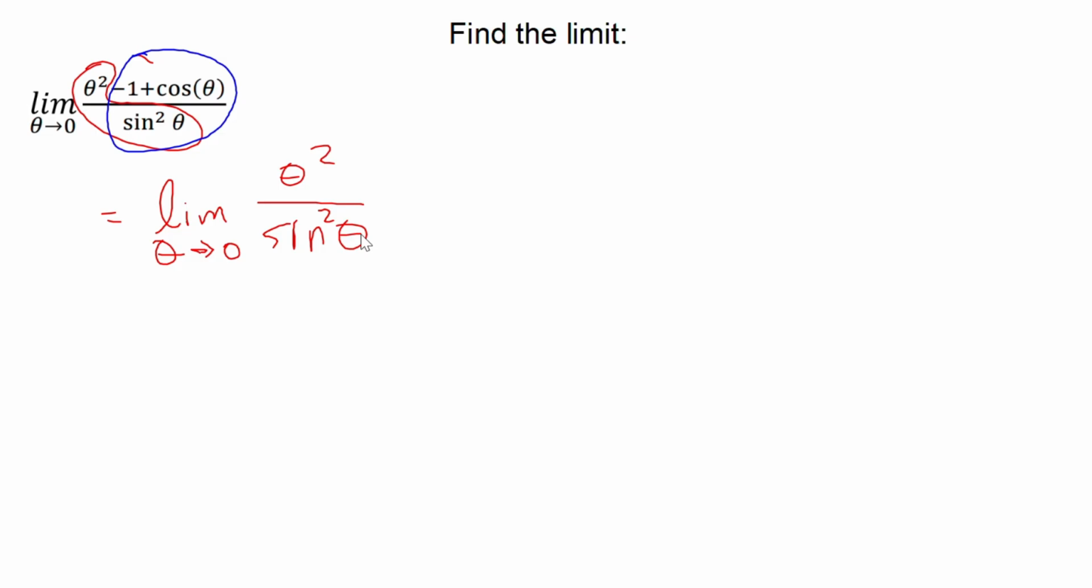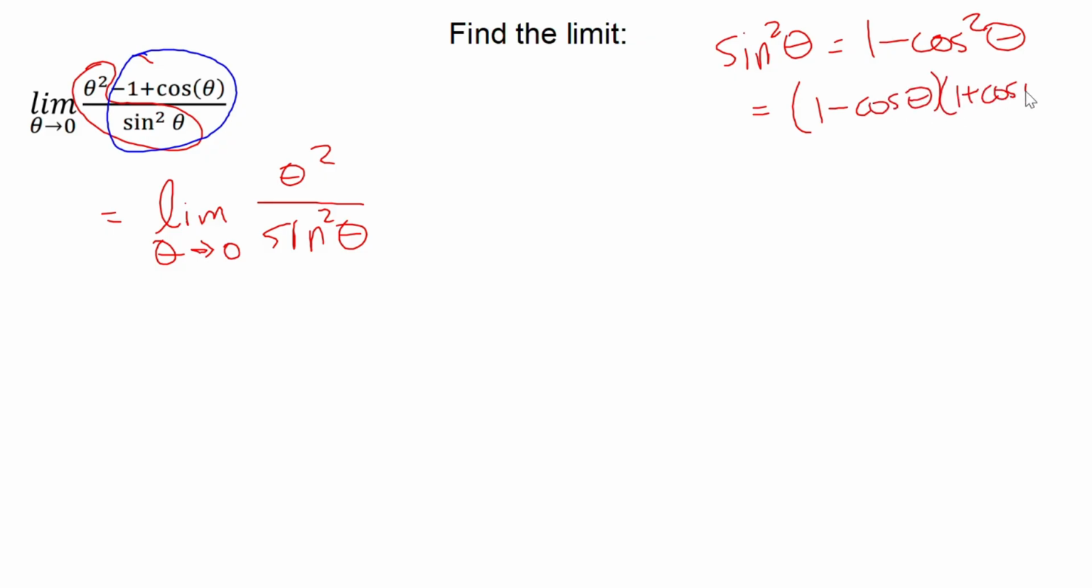Well, this is where your pre-calculus trig stuff is really useful, right? Because we should know that sine squared theta is the same as 1 minus cosine squared theta. And oftentimes in your pre-calc class, you would have converted sine squared into 1 minus cosine squared so that you could then factor 1 minus cosine squared using a difference of squares, right? Which would be 1 minus cosine theta and 1 plus cosine theta.